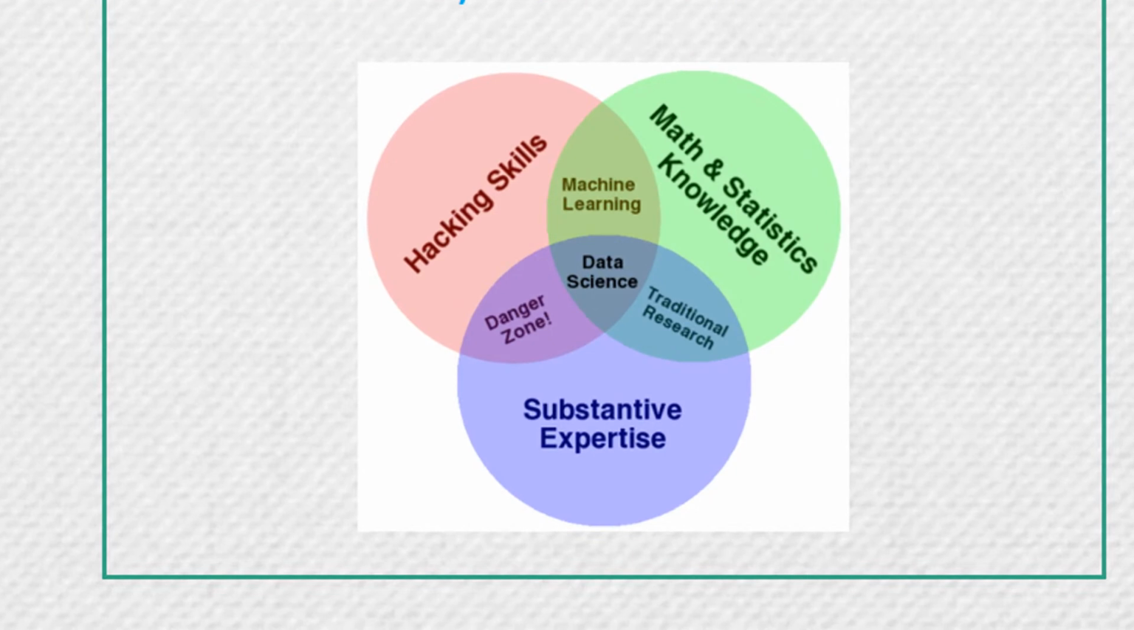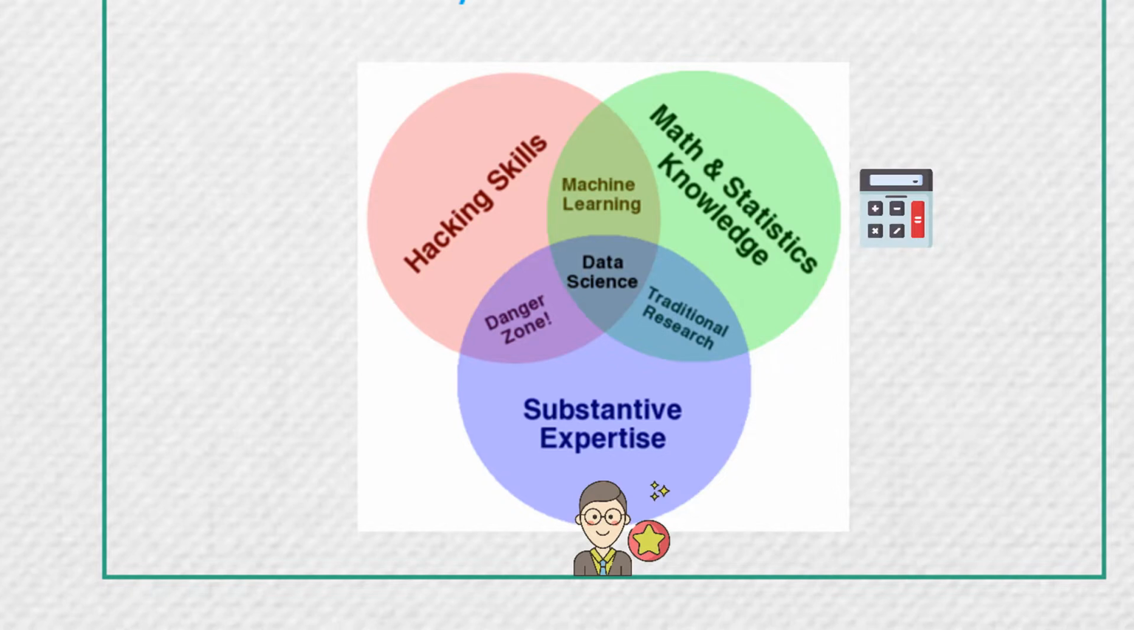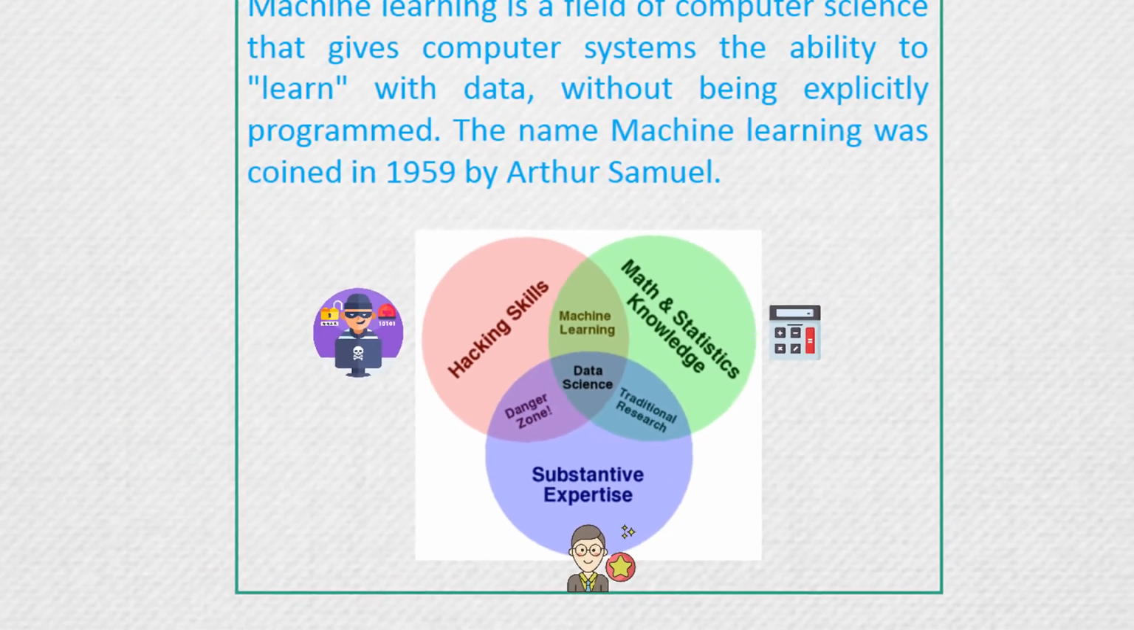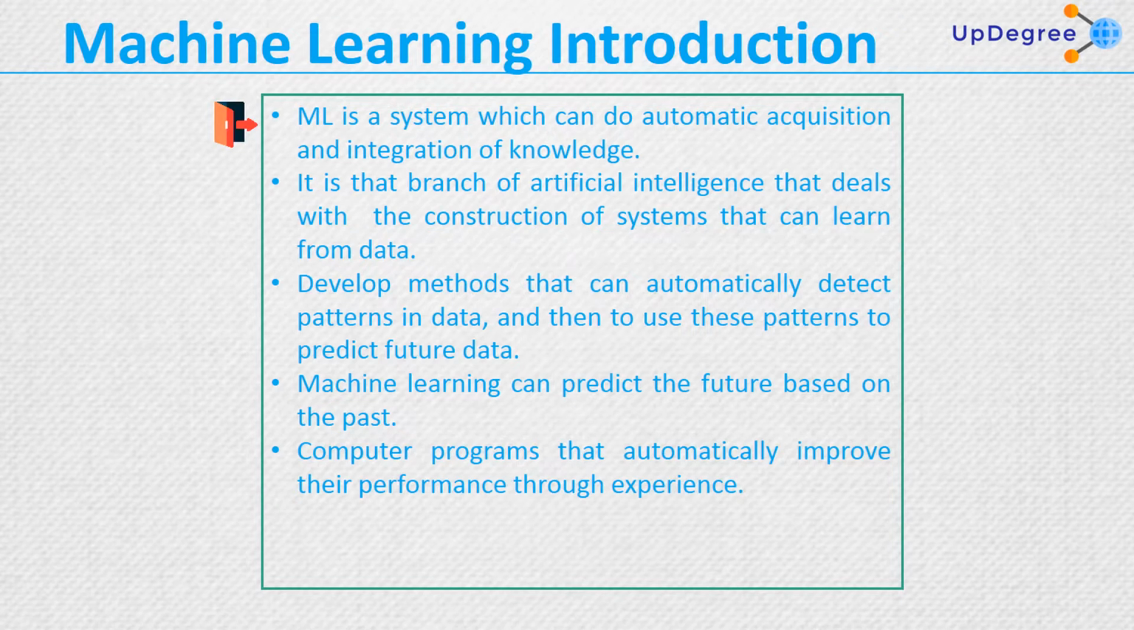From this given figure, you can easily find that data science is actually the intersection of substantive expertise, math and statistics based knowledge, and hacking skills. So data science is the intersection of these three different skill sets. Machine learning is a system which can do automatic acquisition and integration of knowledge.